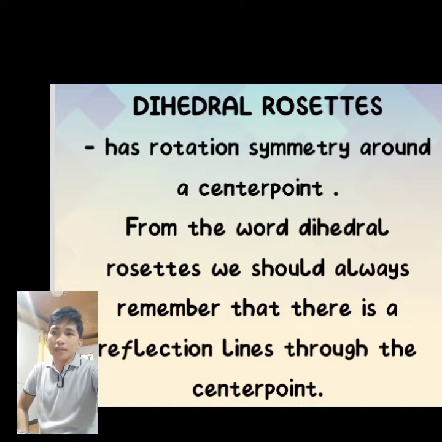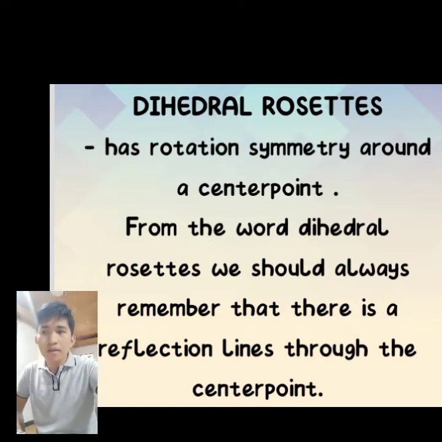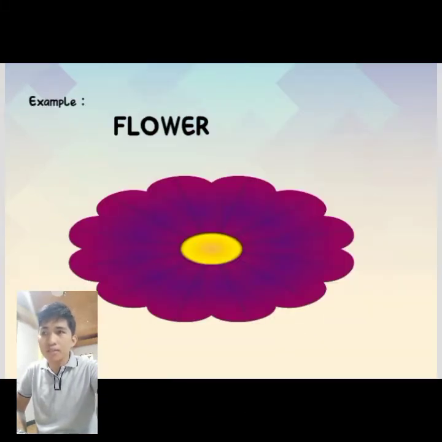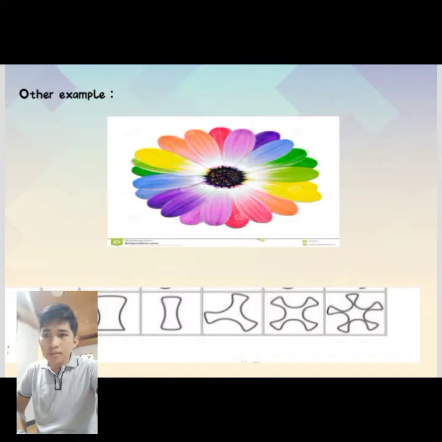Dihedral rosettes has rotation symmetry around the center point, and from the word dihedral rosettes, we should always remember that there are reflection lines through the center point. For example, this is a flower, right? So flower is an example of dihedral rosette. So as we can see in the picture, the flower has reflection lines through the center point, right? So the other example, this flower.